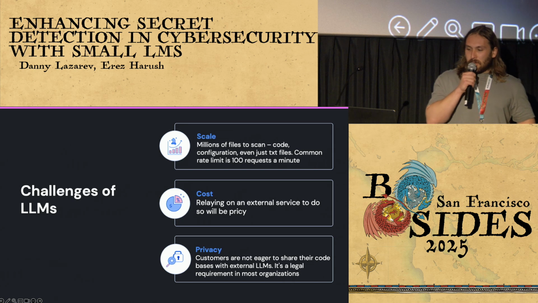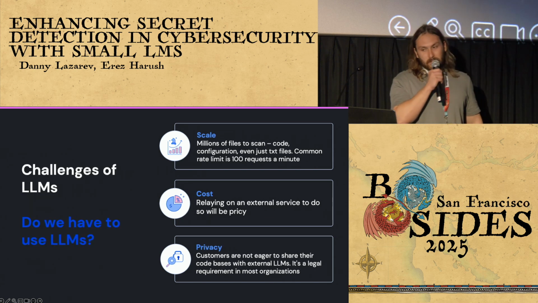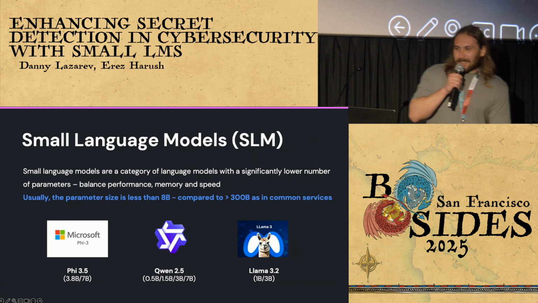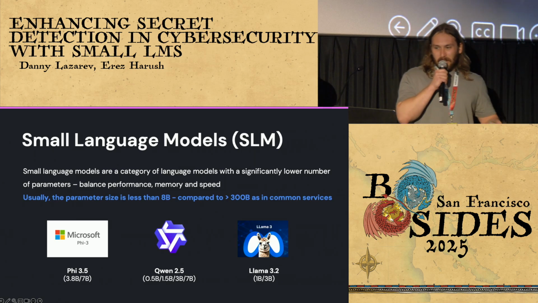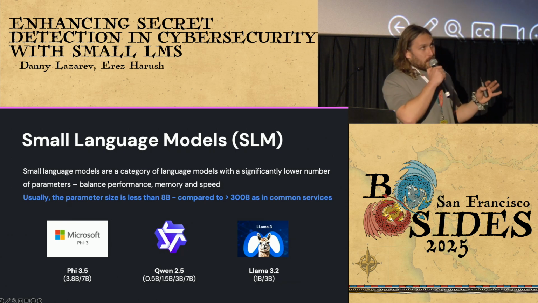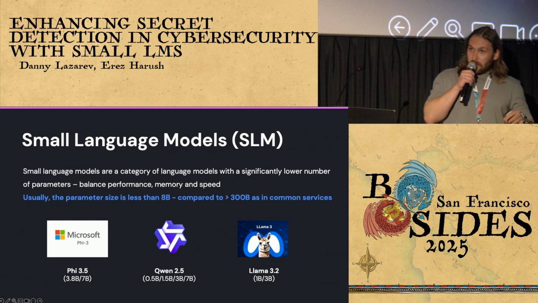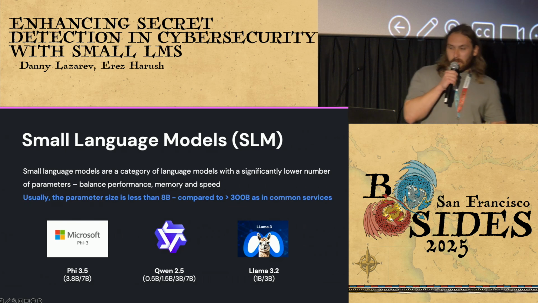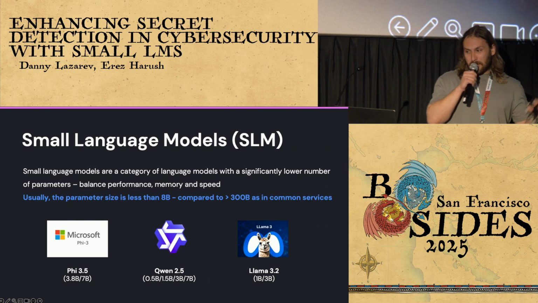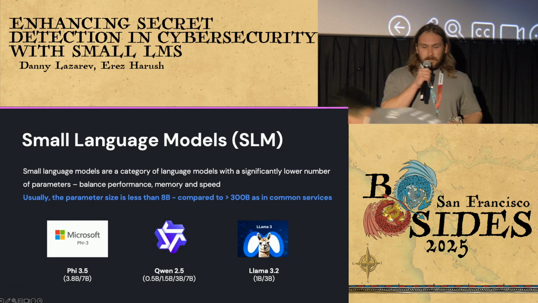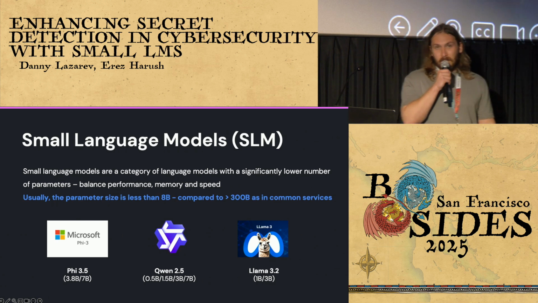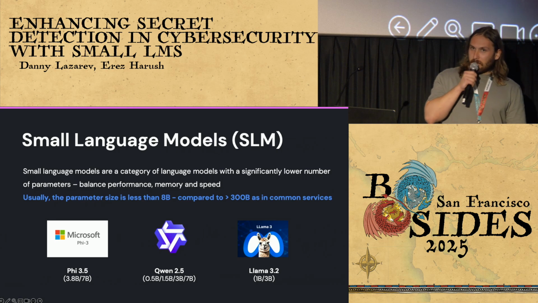So, do we have to use large language models? How about small language models? If you haven't heard about them, small language models are models with a significantly lower number of parameters. How much lower? Around 8 billion parameters and lower. This is the definition. For comparison, large language models hold around 300 billion parameters and even more. Some examples of such model families are Phi from Microsoft, Qwen from Alibaba, and Llama from Meta.